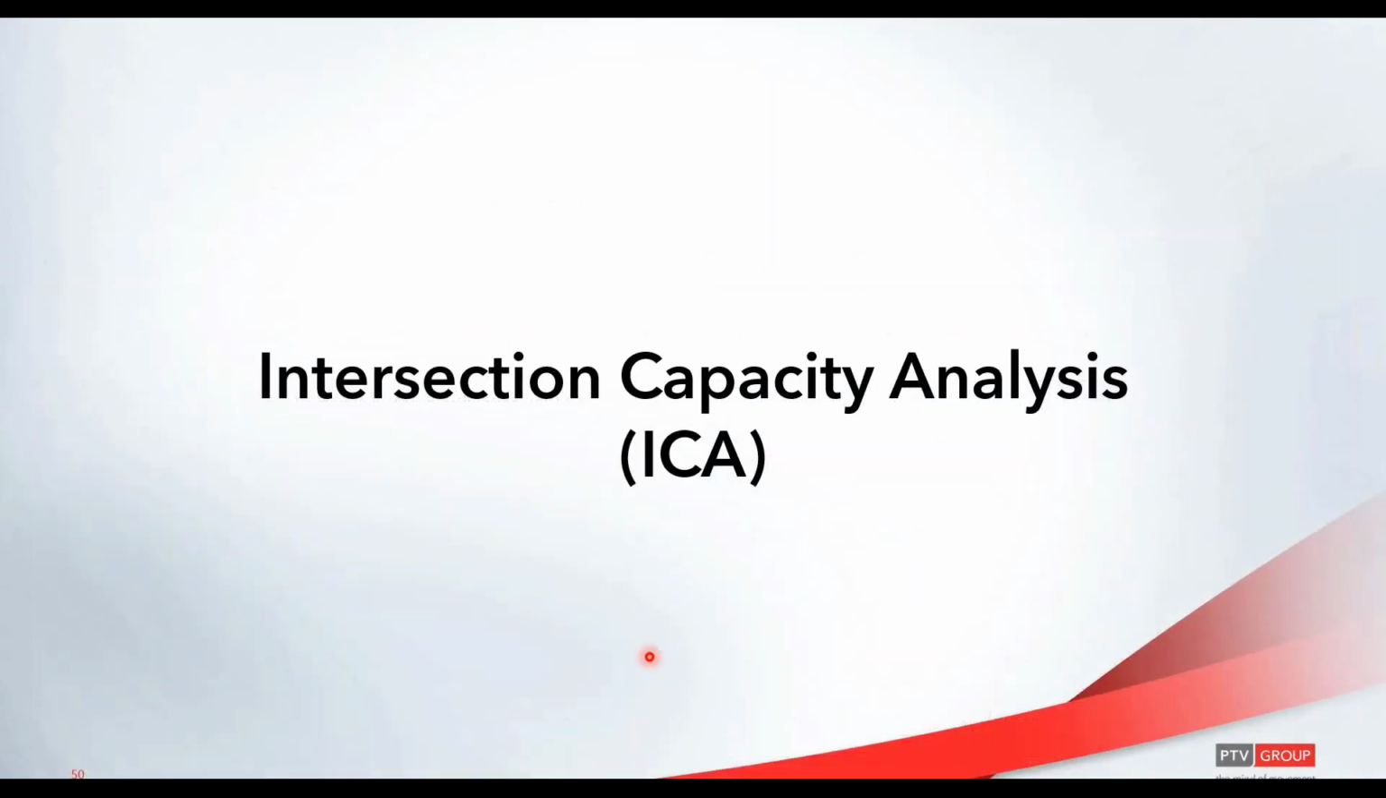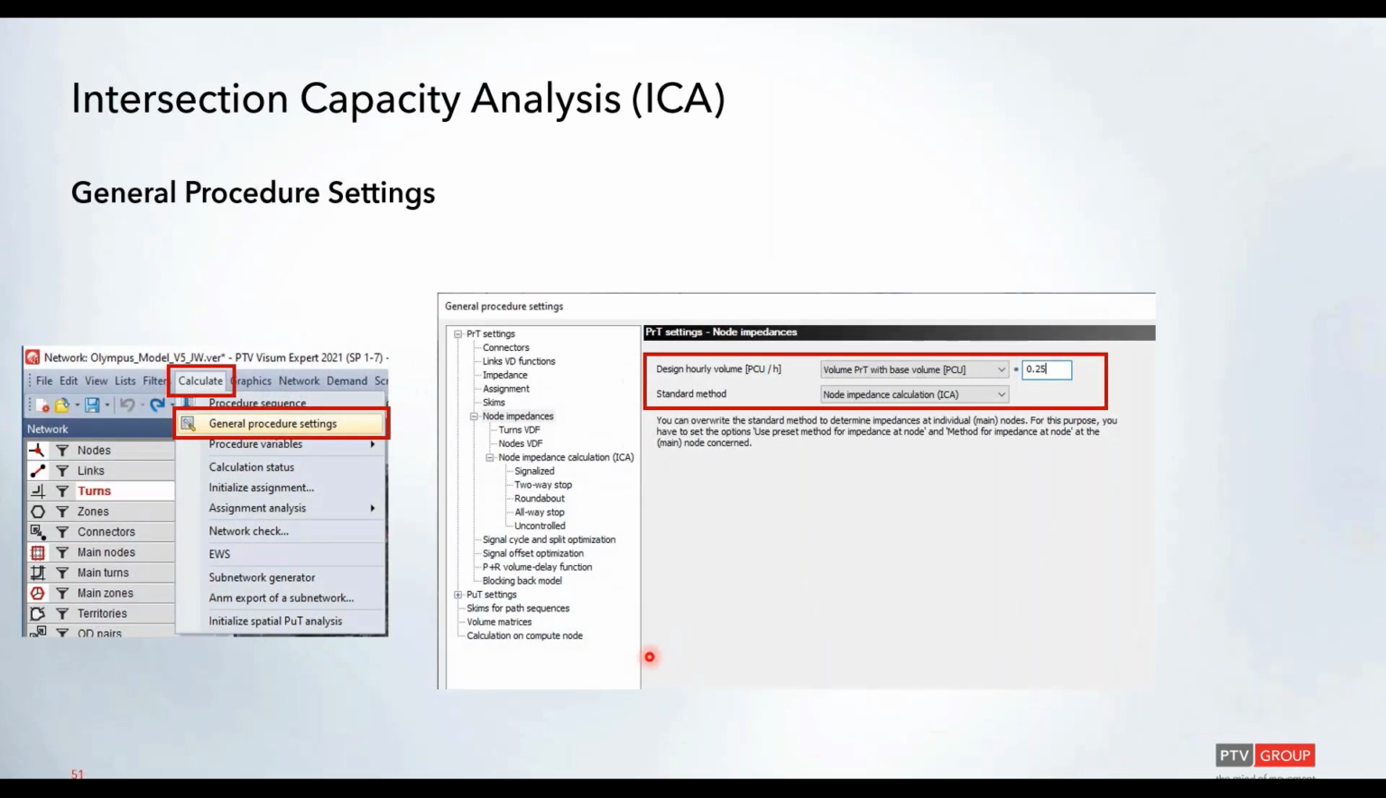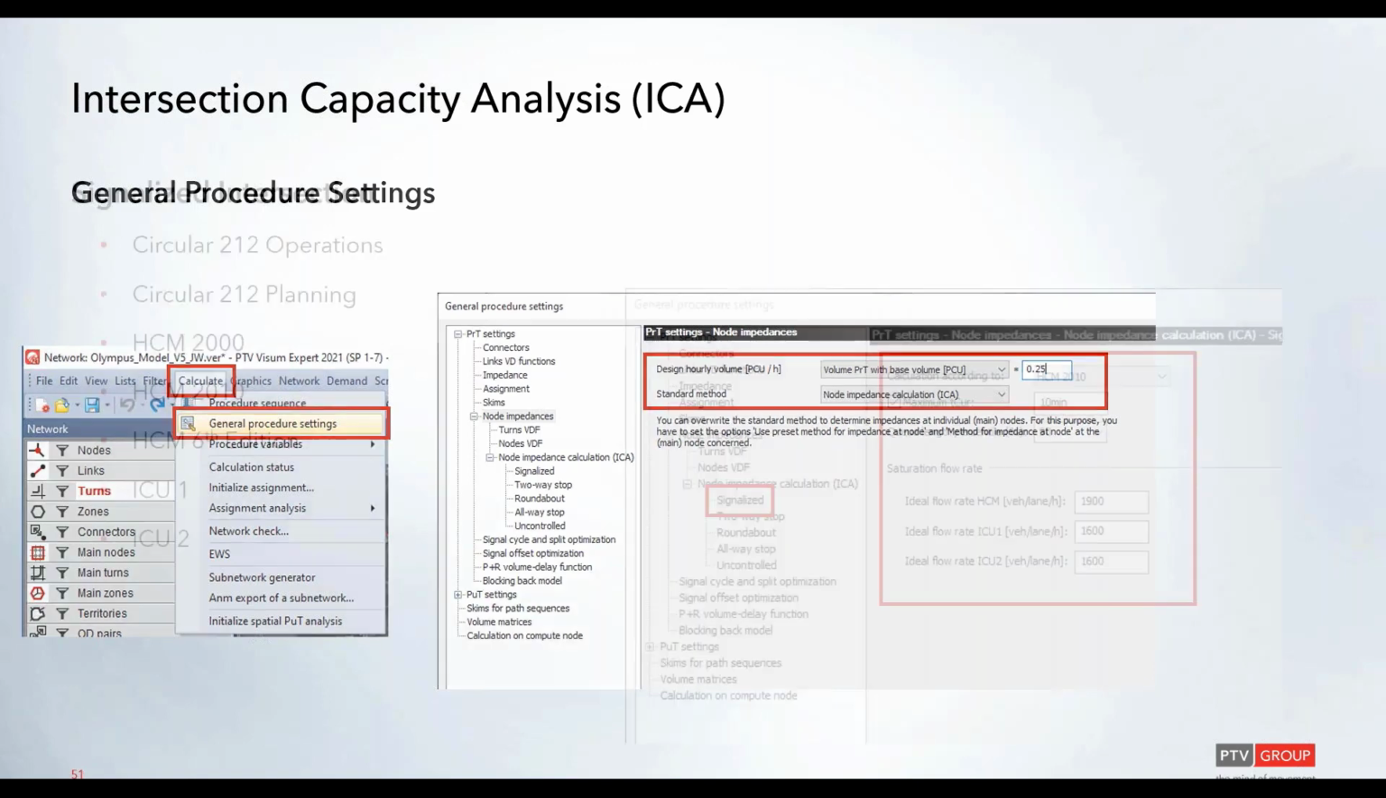Now, the other portion is intersection capacity analysis. So first of all, you can have general settings on intersection capacity analysis by going to calculate and general procedure settings. If you go to node impedance, this will ask you where you should pull the volume data or turn count data from. And then also you'll need to make sure that the standard impedance calculation method is set to node impedance calculation ICA, so that it will do proper capacity analysis.